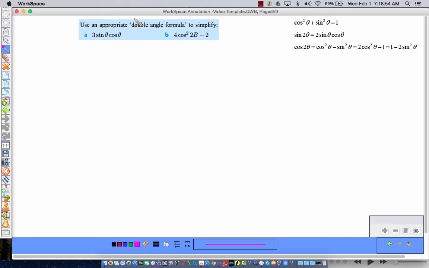Use an appropriate double angle formula to simplify. All right, we got to think a little bit here. 3 sine theta cosine theta. Okay, we got to take a close look at this. The only thing where I have sine theta cosine theta is right here. I know that sine 2 theta is equal to 2 sine theta cosine theta.